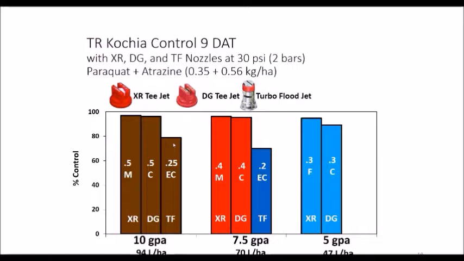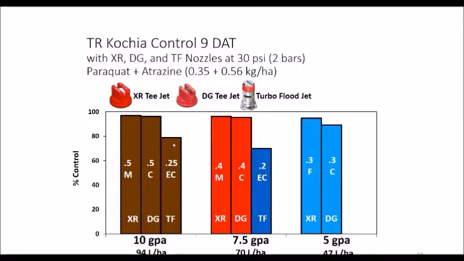Just like that, as we reduce the spray volume, we're also going to reduce the coverage. If we look at the 10 GPA versus the 7.5 versus the 5 GPA, you can see slight decreases as we reduce the volume within the XR nozzles, the DG nozzles, and the turbo flood nozzles as well. That's because we're giving up coverage by reducing volume. So when we talk about contact-based herbicides like paraquat, we've really got to make sure that we're targeting coverage.